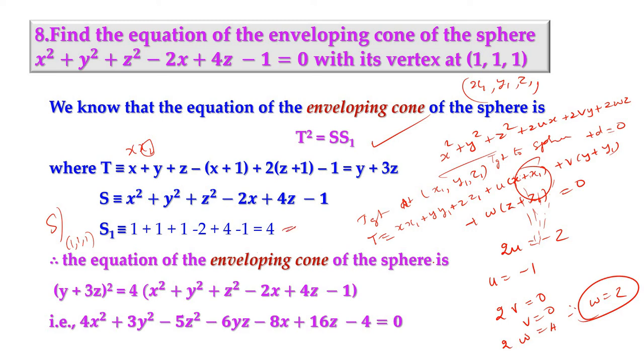So the equation of the enveloping cone of the sphere, we know that t square is equal to s s1 to be the equation. This is derived already. So we can make use of that. In the place of t we have this, y plus 3z, substitute, and then s1 is 4 and this is your s. On simplification you get this. So like this, given any sphere and the vertex of the cone, we can easily find out the equation of the enveloping cone. Thank you.